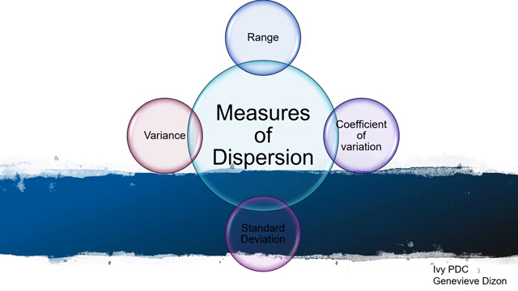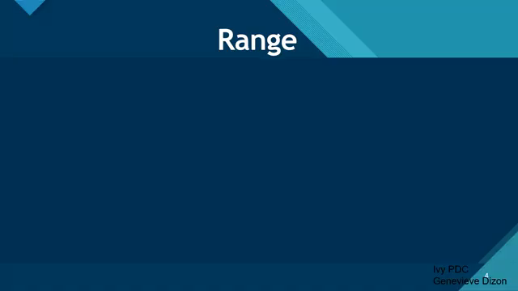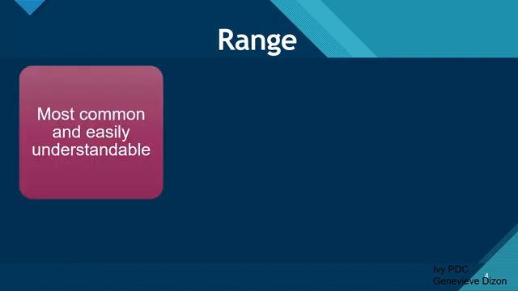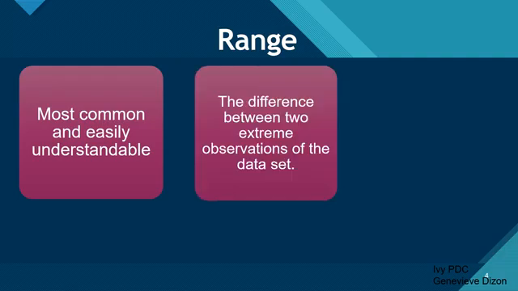The different measures of dispersion would now be range, coefficient of variation, standard deviation, and variance. We will discuss these one by one. Range is the most common type of measure of dispersion. This is easily understandable because it is the simplest form of measurement of dispersion.